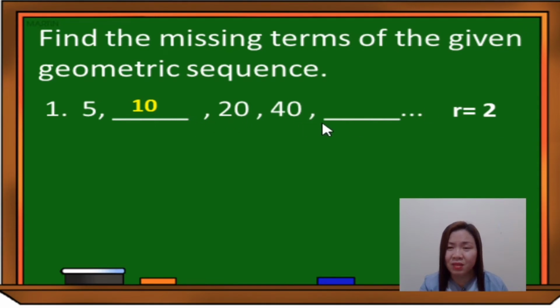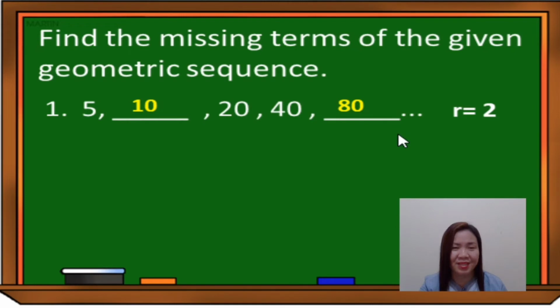To get the missing terms, we just multiply. 5 times 2, the answer is 10. 10 times 2, the answer is 20. And 20 times 2, the answer is 40. So therefore, what is the missing term? So 40 times 2, what is the product? And the product now is 80. And that is correct.